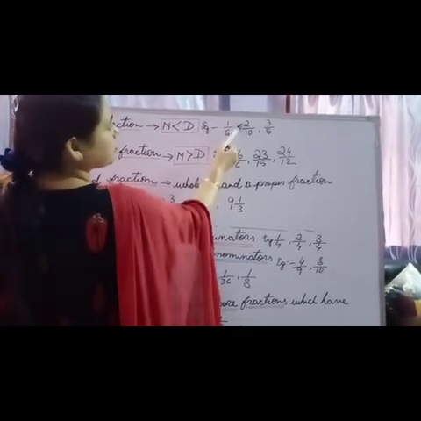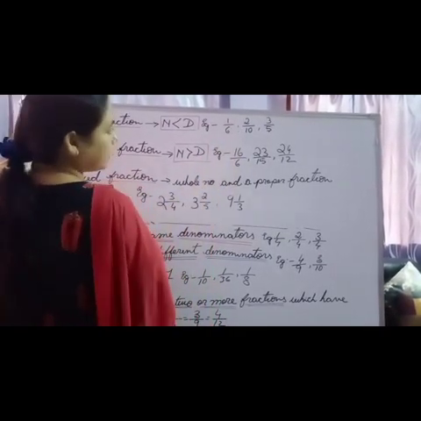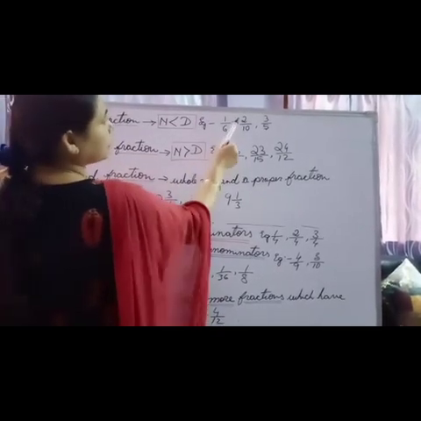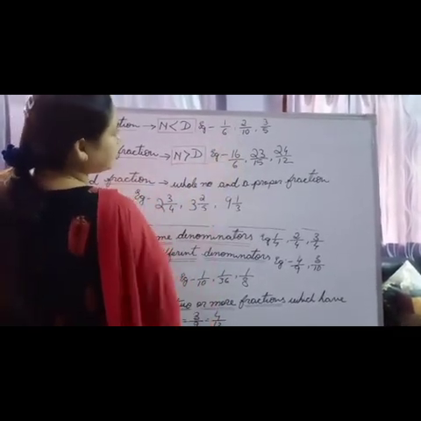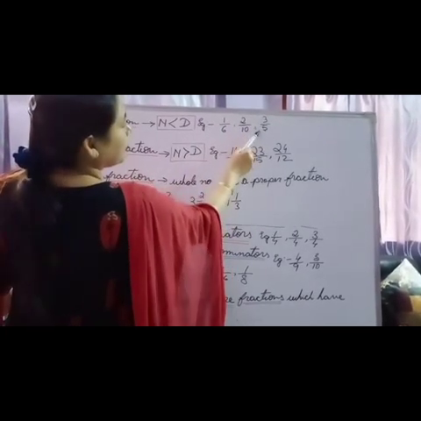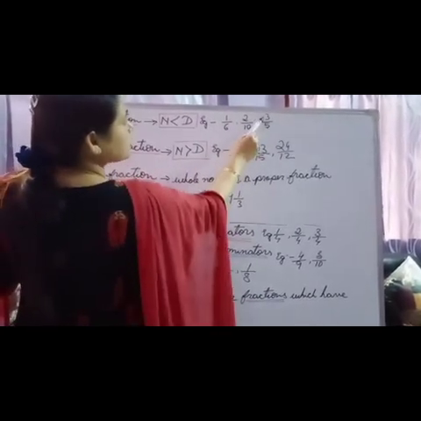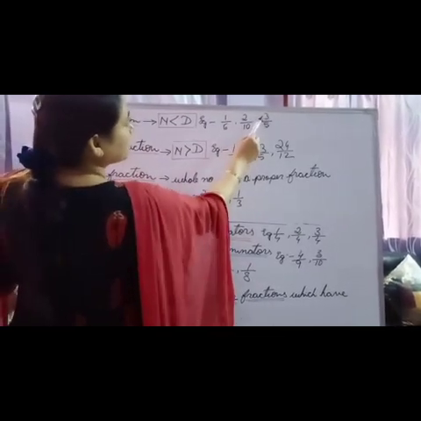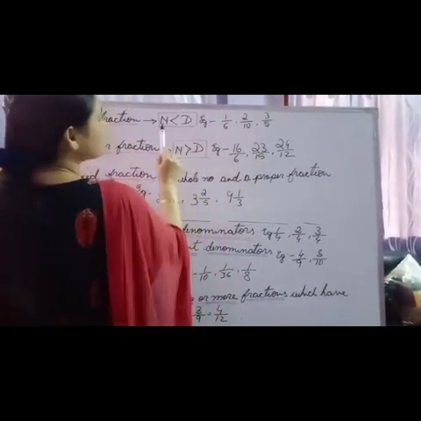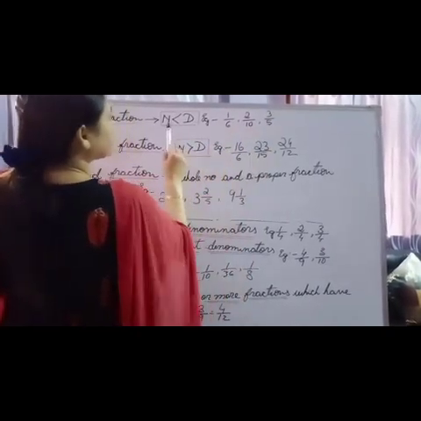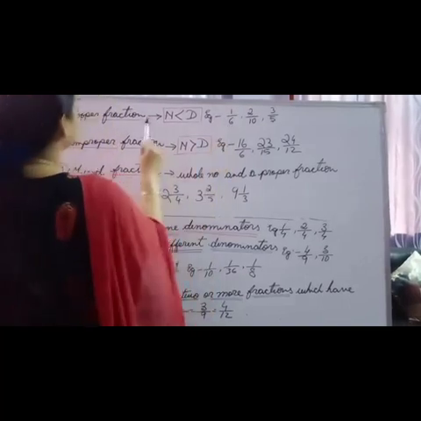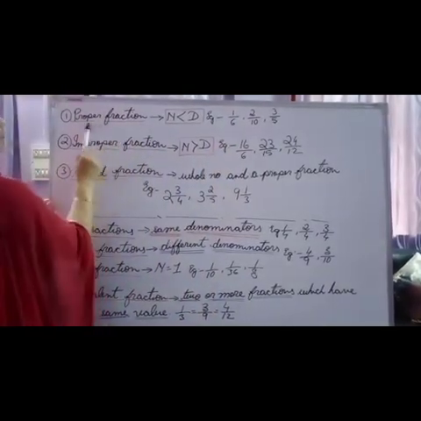Again, second example, 2 by 10. So 2 is the numerator, 10 is the denominator. Again, 2 is smaller than 10. Again, 3 by 5. So 3 is the numerator, 5 is the denominator. Here again 3 is smaller than 5. So the fractions where the numerator is smaller than the denominator are called proper fractions.